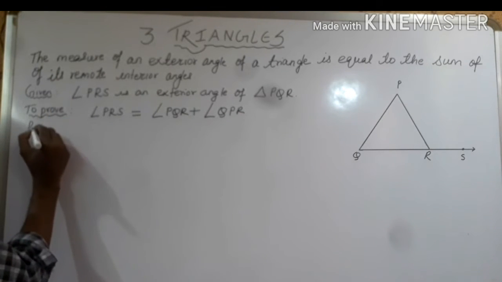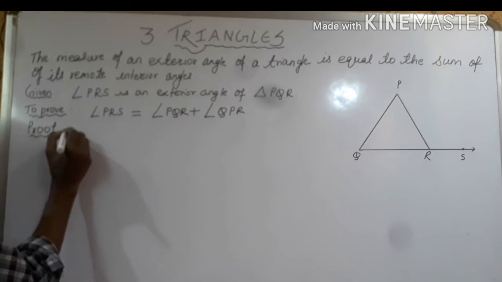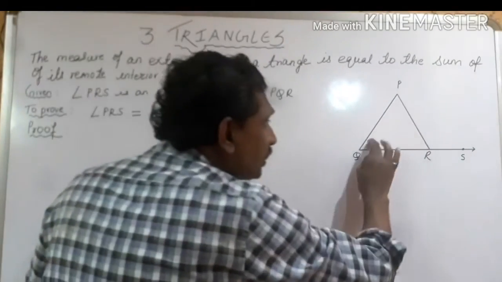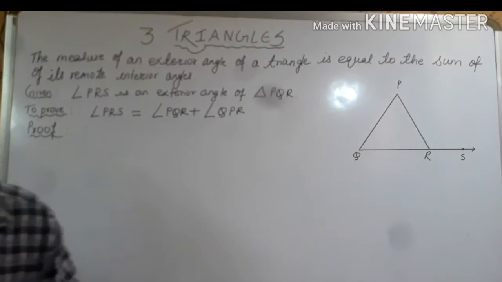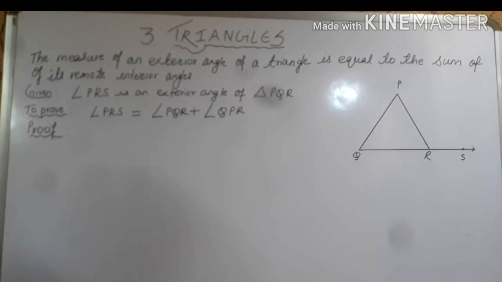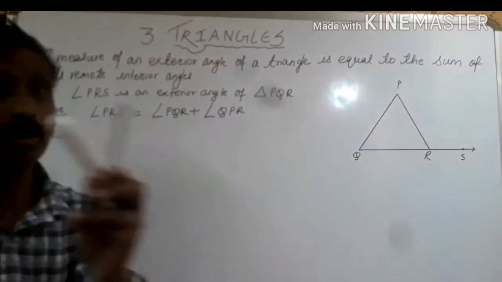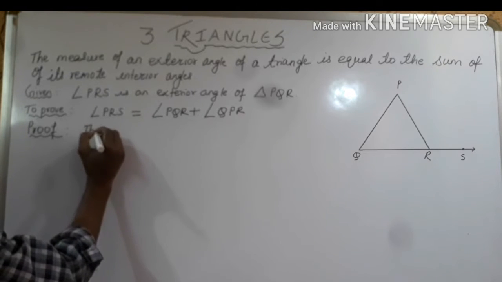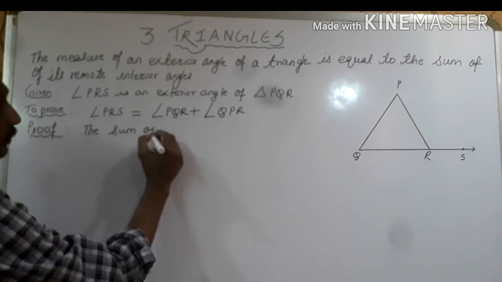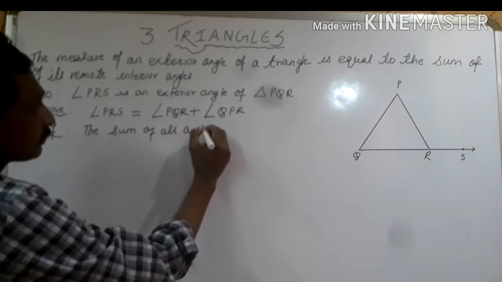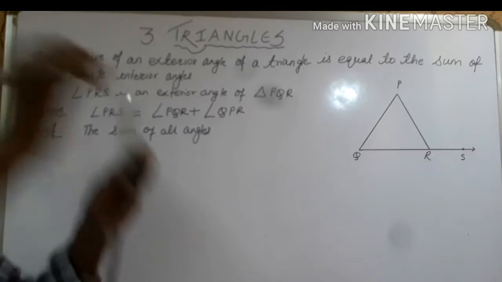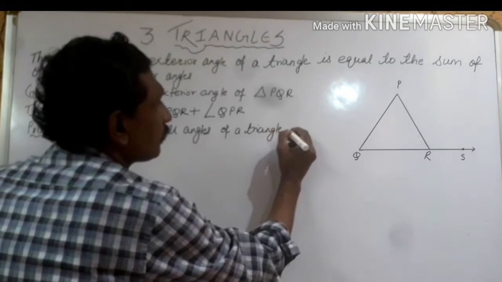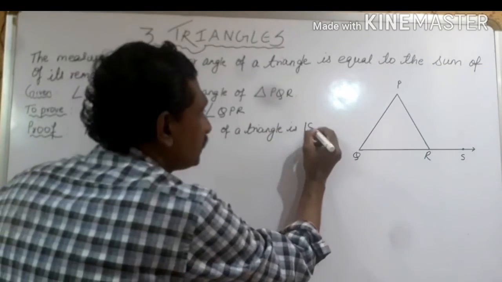Let's start with the proof. Look at the triangle carefully. You know that the sum of all the angles of a triangle is 180 degrees. After that, we will take this angle equal to 180 degrees. Let's start with that. The sum of all angles of a triangle is how much? 180 degrees.